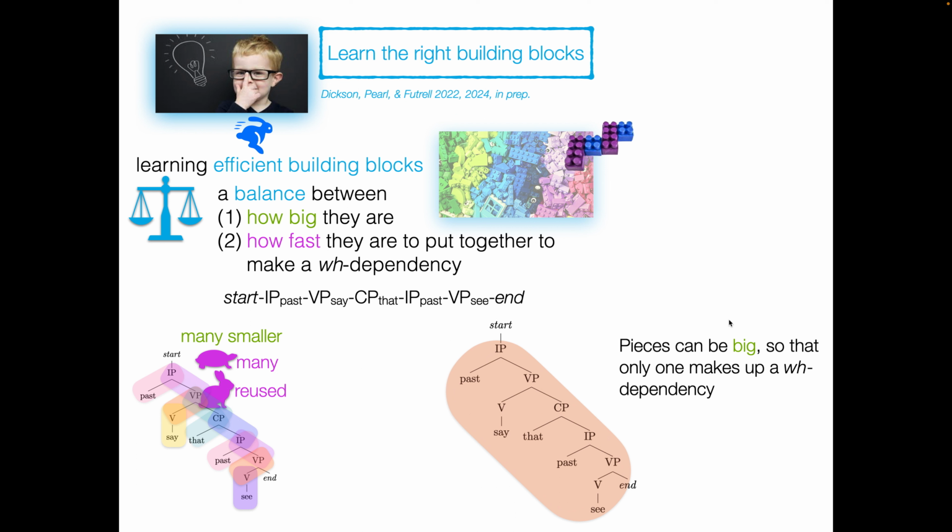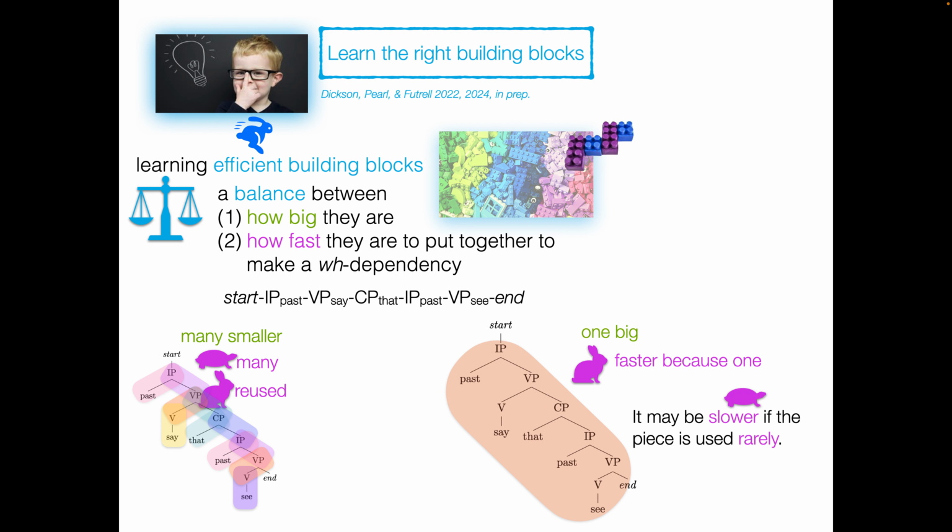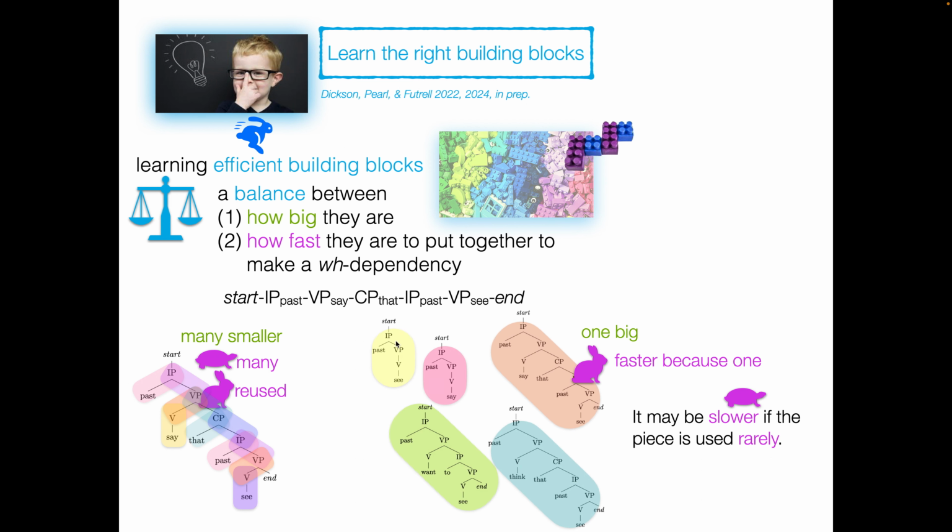Now, the other option, the other extreme as it were, is that pieces can be big. In fact, so big that only one makes up a WH dependency, right? So one big chunk. Now the thing about this is that it may be faster to put together one big piece because you're not really putting anything together. You just take your chunk and you are done, right? But it may be slower if this piece is used rarely. In fact, the problem here is that you're going to end up with one piece per WH dependency, so you don't use it that often. So finding it in the first place, digging it out of your building block grab bag, might just take you longer, right?